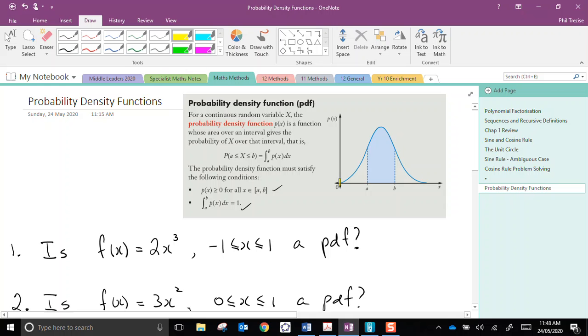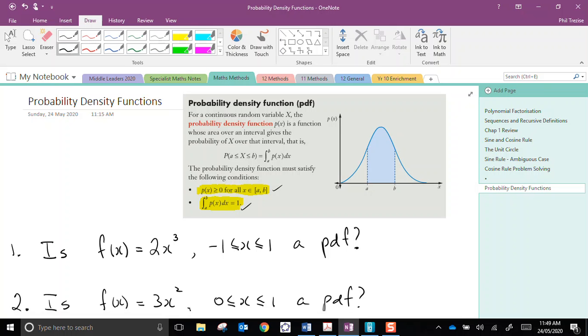Obviously, it must remain above zero. You cannot have negative probabilities. So the probability function must always be positive in this space. And the other thing is that the total area, not the bit shaded here, but the total area underneath there must equal 1, because that represents the certainty that something underneath one of the possible outcomes must have occurred.